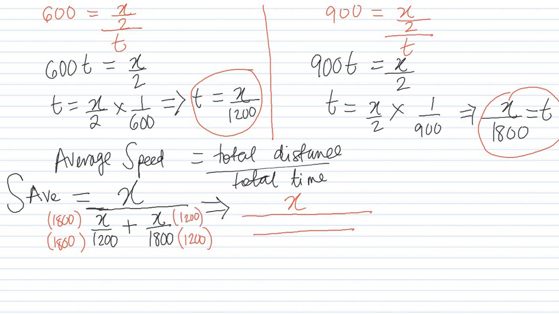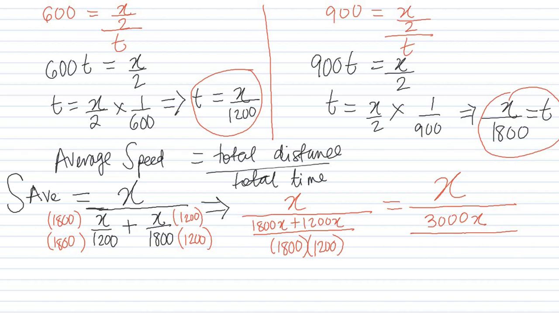So we end up with 1,800 multiplied by 1,200, okay? And then you have 1,800x plus 1,200x. So you have x, the distance, divided by 1,800 plus 1,200, which is the same thing as 3,000x, divided by 1,800 multiplied by 1,200. We don't have to do the whole thing. We can just use our knowledge of math by canceling out the zeros. So you have this cancel out.